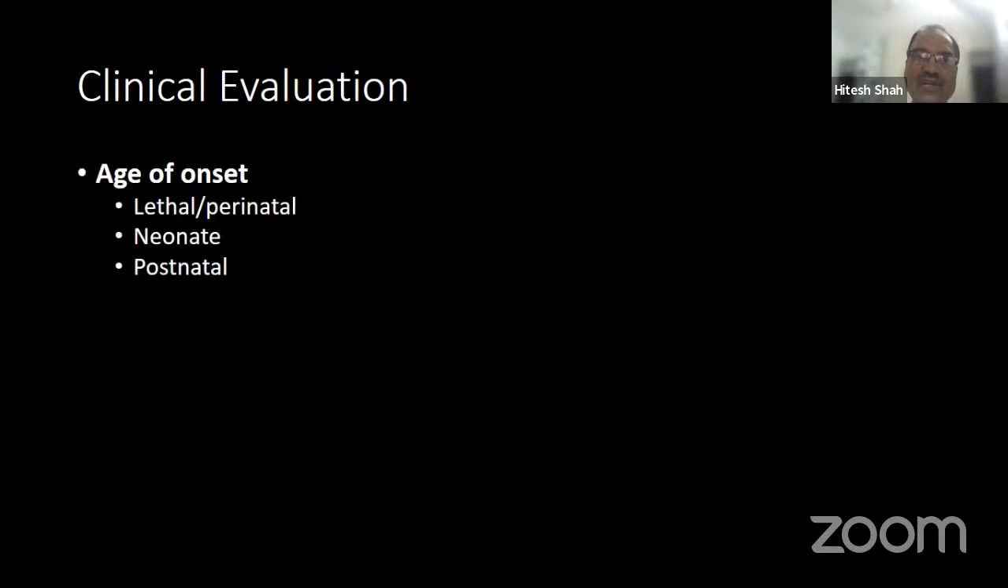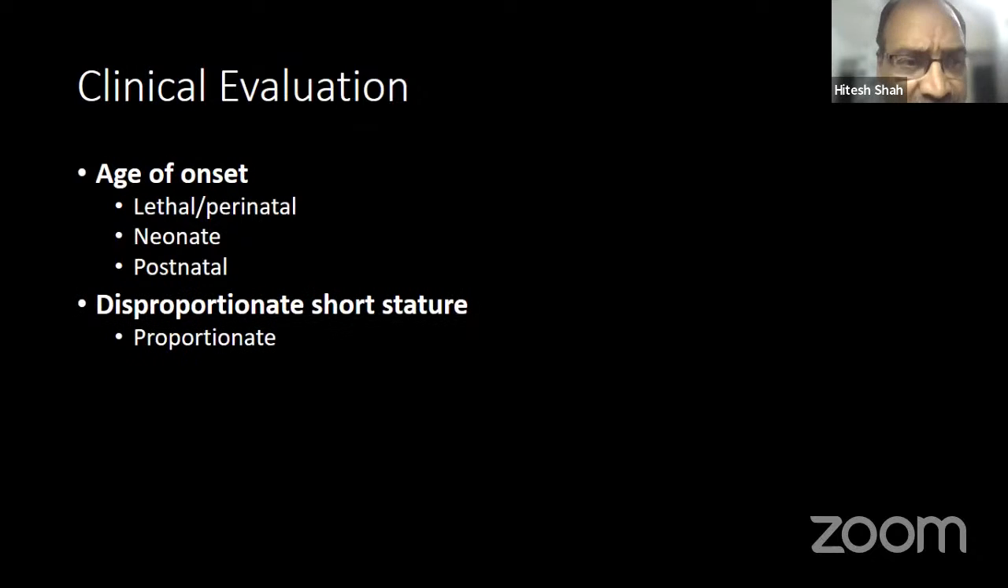What are the things we must understand for the clinical evaluation? Whether the child presents at birth, lethal or perinatal, neonatal or postnatal, because most of the dysplasia may not be evident. If it is congenita, it will be present at birth, but if it is tarda, it may present later in age. The commonest dysplasia is achondroplasia, but again, it would not be detected in early pregnancy up to 24 weeks. It would be detected after 28 weeks of pregnancy.